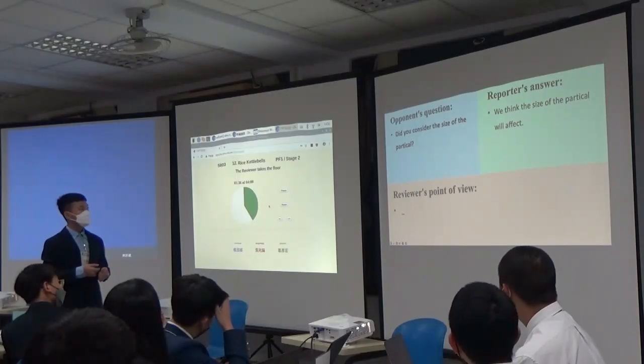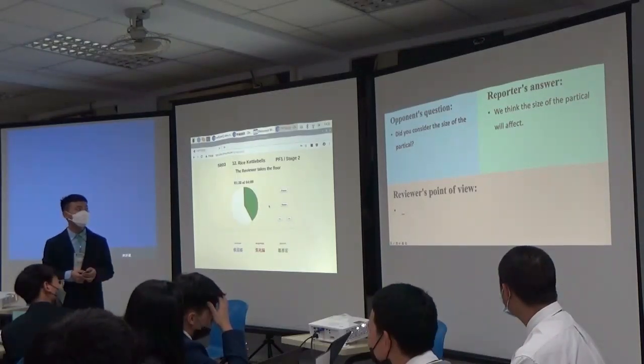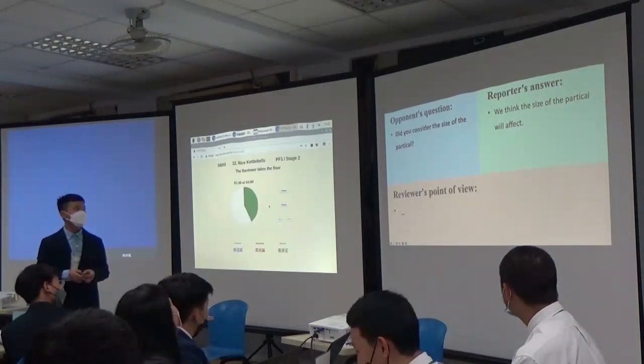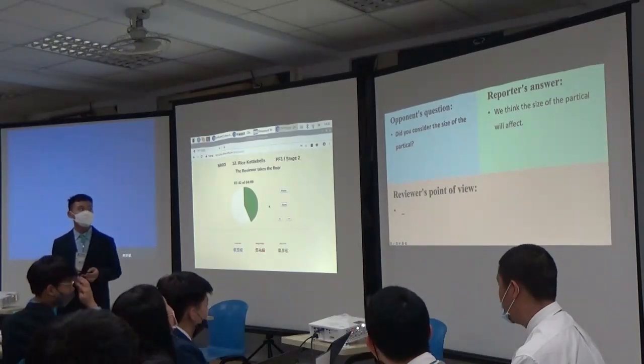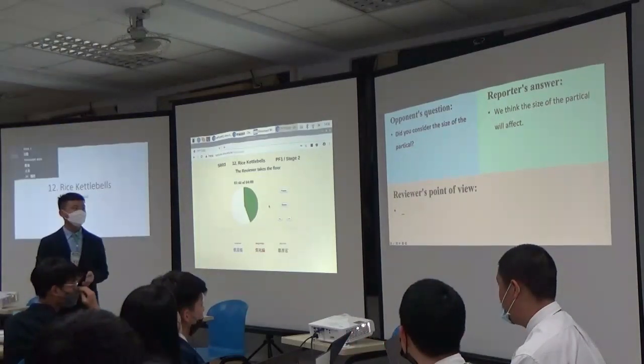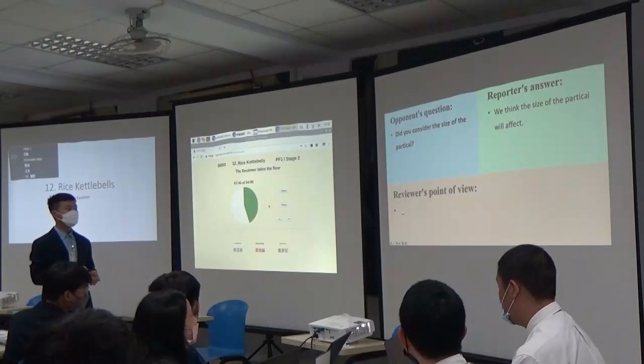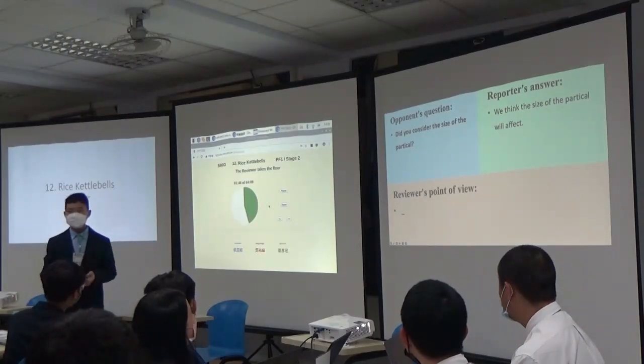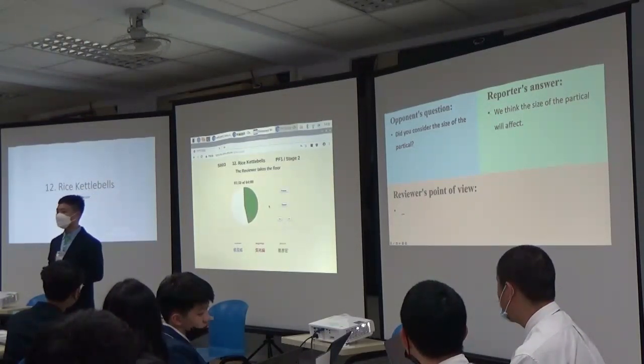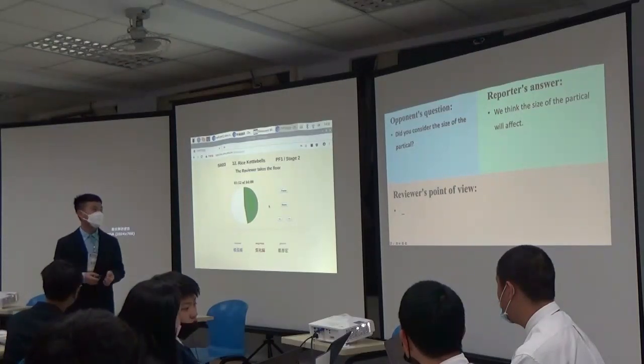The opponent asked, did you consider the size of the particle? The reporter answers that they think the size of the particle will affect it. So in my opinion, we think the reporter is right.